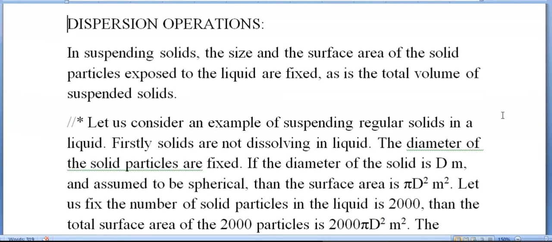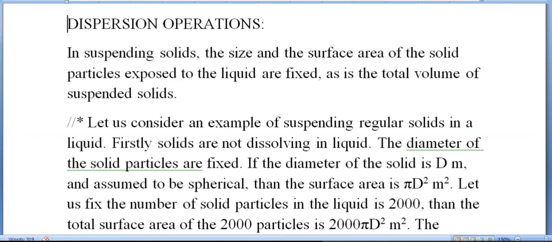But what is our aim? Our aim is to see that the solids are finely suspended in the entire liquid. And at this juncture, let us see what happens. In suspending solids, the size and the surface area of the solid particles exposed to the liquid are fixed. First thing is, when we say catalyst, the size of the catalyst should be fixed.